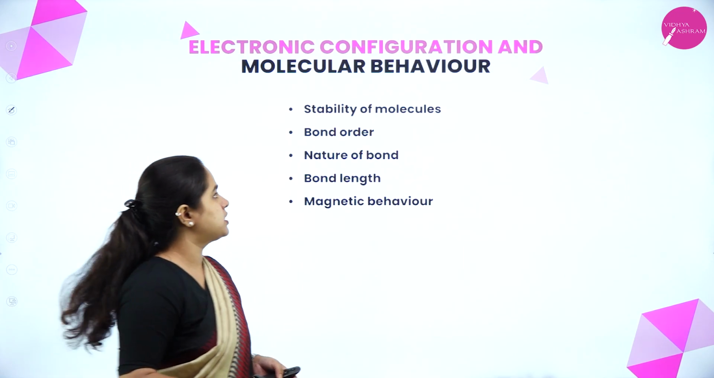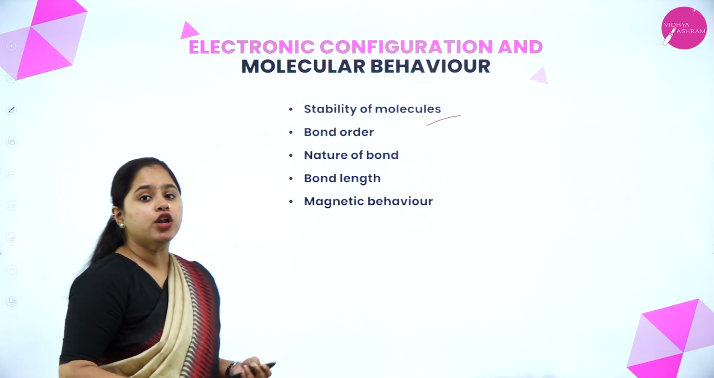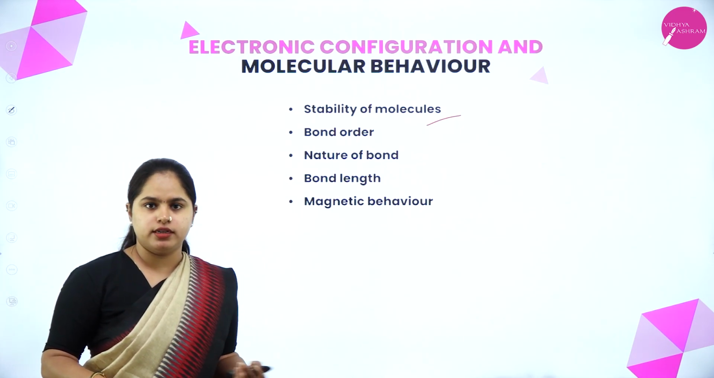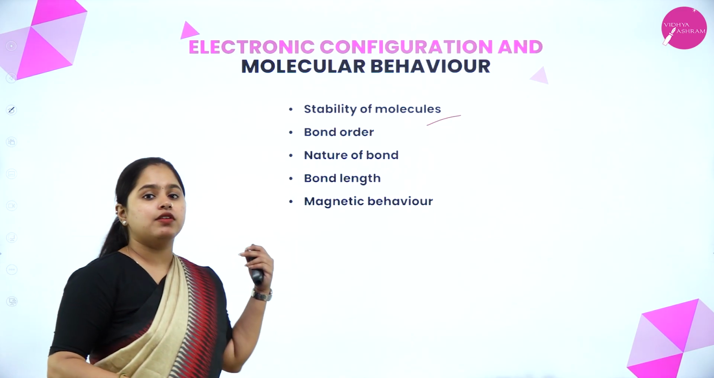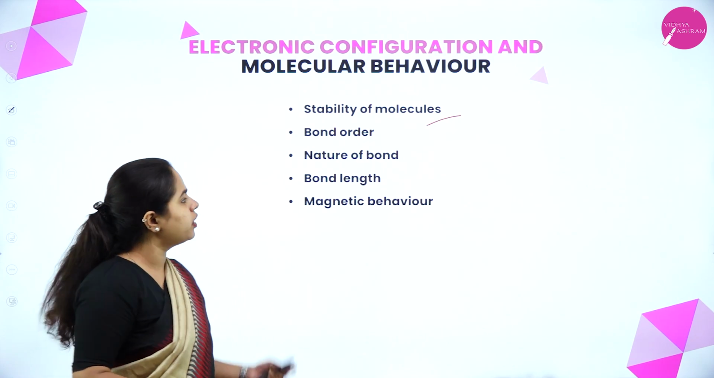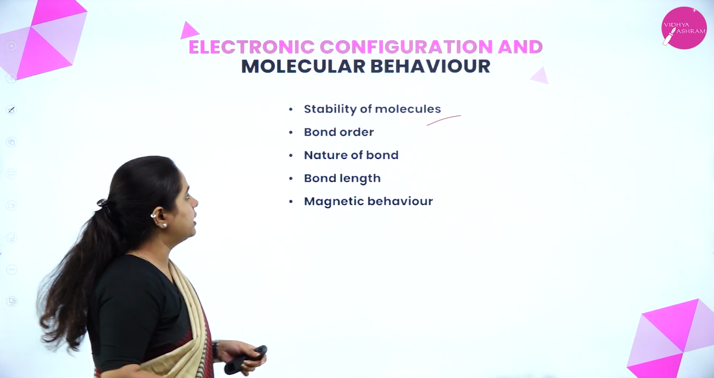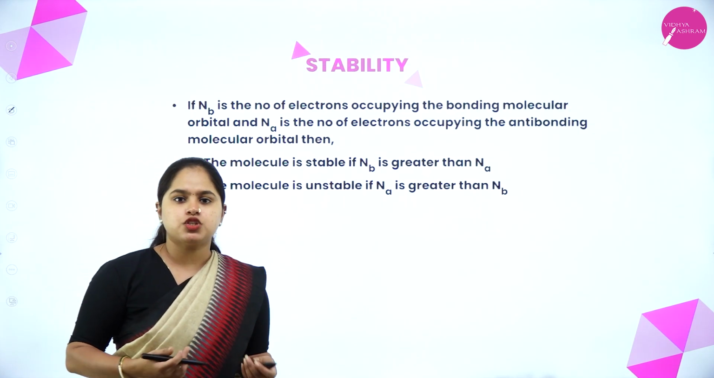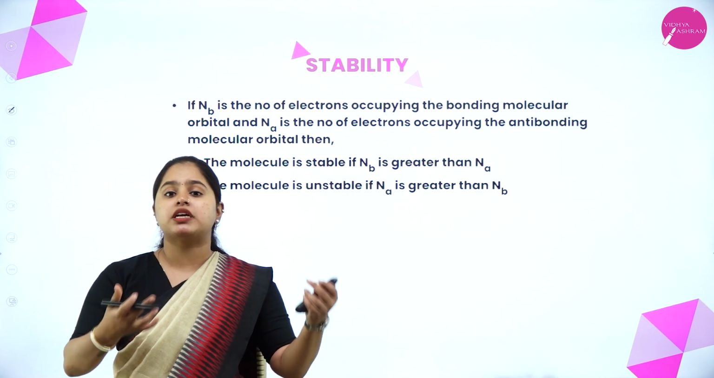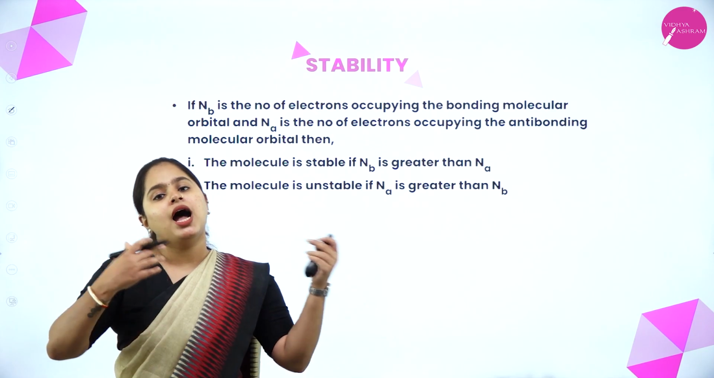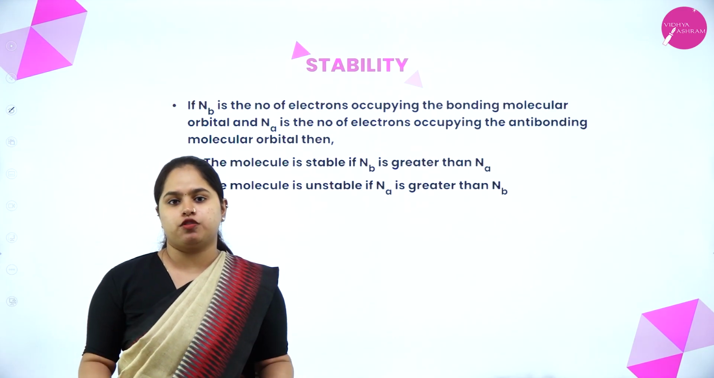In detail, we will be studying the stability of the molecules, and then bond order. In the last chapter also we studied what bond order is. And then we will be discussing the nature of the bond, bond length and the magnetic behavior. So the first one is stability of the molecule. By understanding the number of electrons present in bonding molecular orbital and anti-bonding molecular orbital, we will be able to predict the stability of the molecule.